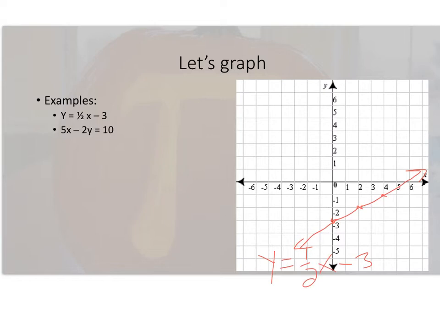So next, 5x minus 2y equals 10. Looks different, right? It's not in slope-intercept form, so we have to get it in slope-intercept form. Let's get that y by itself, and we're going to do that by subtracting 5x from both sides. And then we're going to have -2y is equal to -5x plus 10.